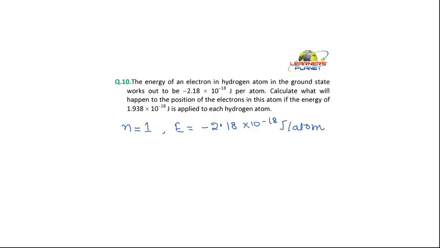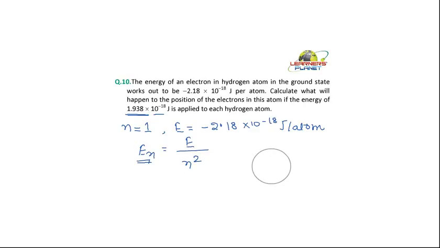How can you calculate the position? We can calculate it by the relation that the energy in the nth orbit is equal to the energy in the ground state upon n square. Now we don't know this energy in the nth orbit here. We just know that this much amount of energy, that is 1.938 into 10 to the power minus 18, is supplied from outside. But how much energy it has absorbed and what particular energy it is possessing at that orbital to which it has raised.